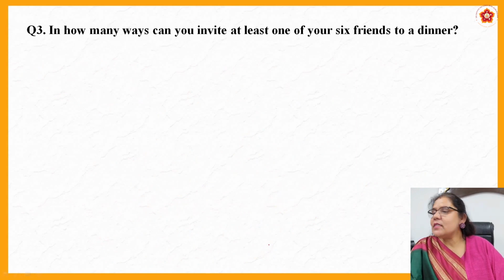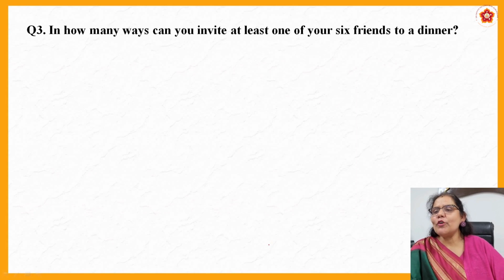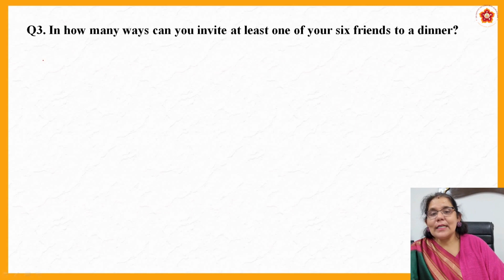Question number 3 is, in how many ways can you invite at least one of your 6 friends to a dinner? This is an interesting question. You have got 6 friends. They have asked, in how many ways can you invite at least one of your 6 friends to a dinner? So let us look at the required number of possibilities.